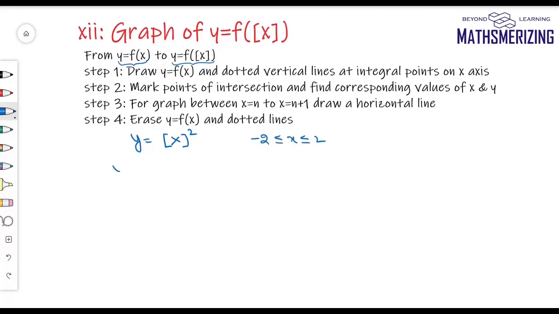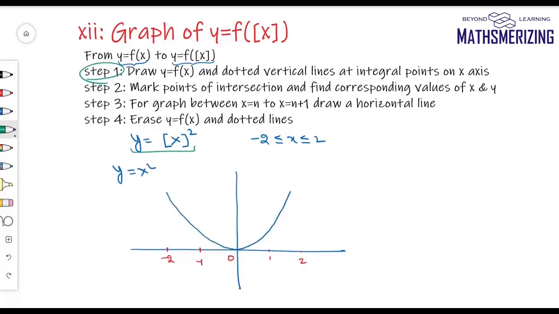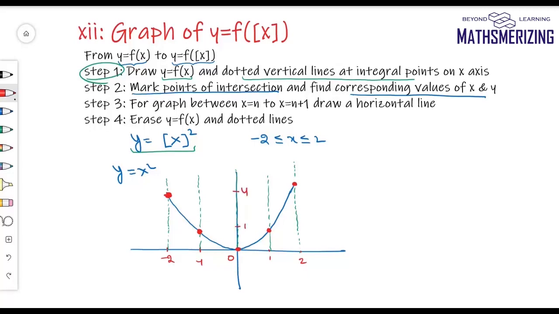So my basic graph will be y equals x square, and I'll draw this graph. So in order to draw the graph of y equals the greatest integer function of x, square, my first step is to draw the graph of f(x) and then draw vertical lines at integral points on the x-axis. So I'll draw vertical lines at -2, -1, 0, 1 and 2. Now the second step is to mark points of intersection and find the corresponding values of x and y. So I'll mark these points of intersection. Now what's the value at -2? So when x is -2, this value is 4, this value is 1 and this is 0.